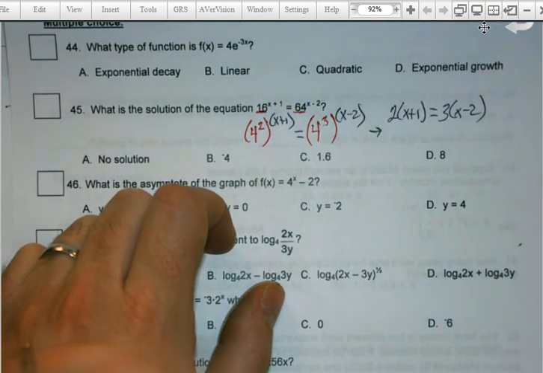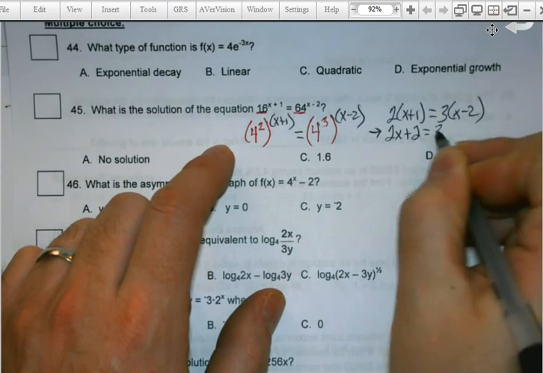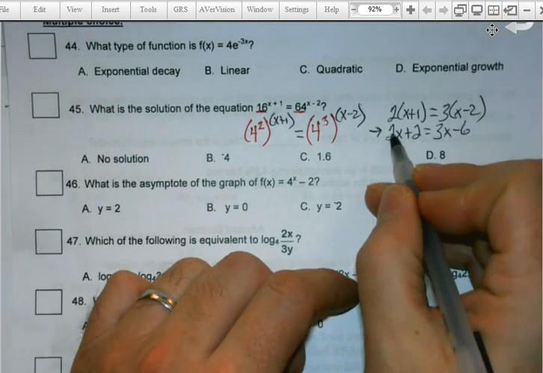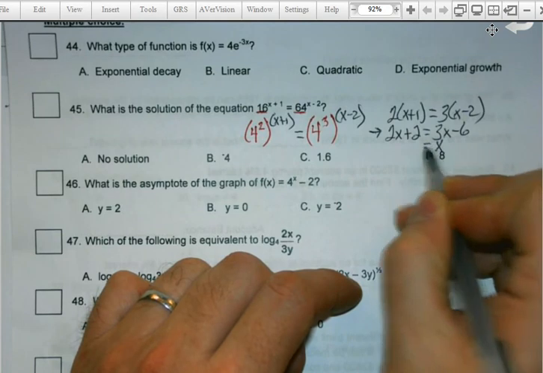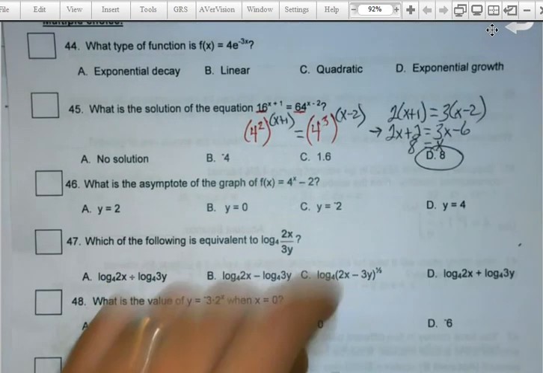Now I'm just doing algebra 1. So I distribute my 2 and distribute my 3. Let's see. Subtract the 2x over here. Add the 6 over there. Looking like D to me.